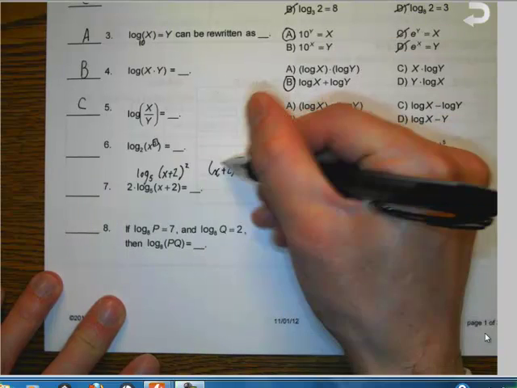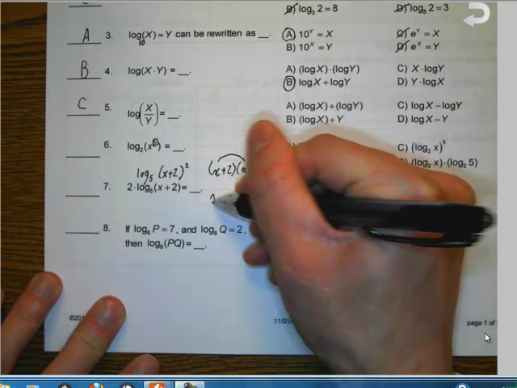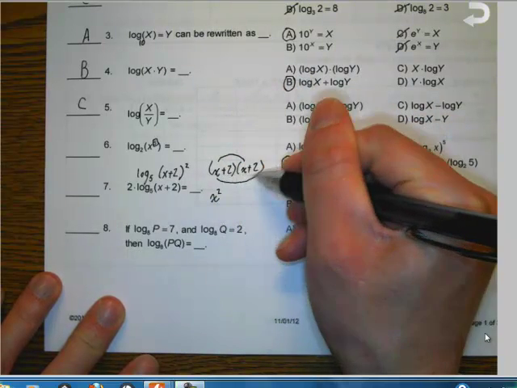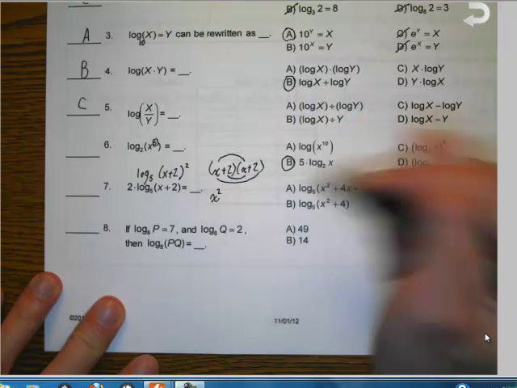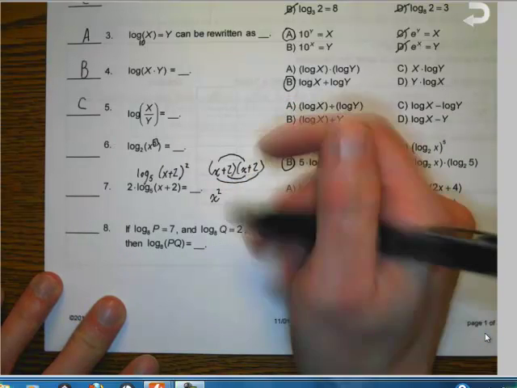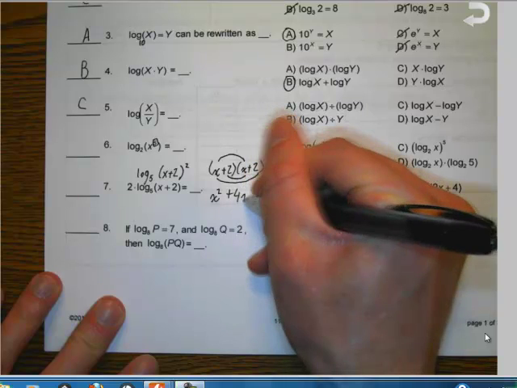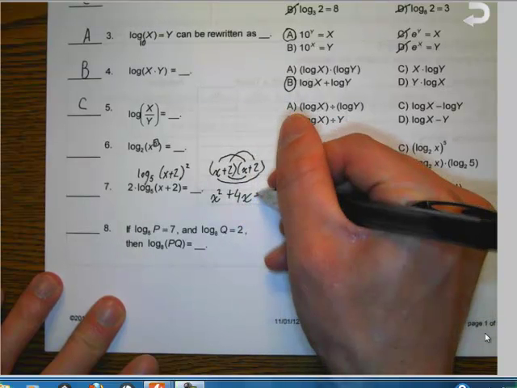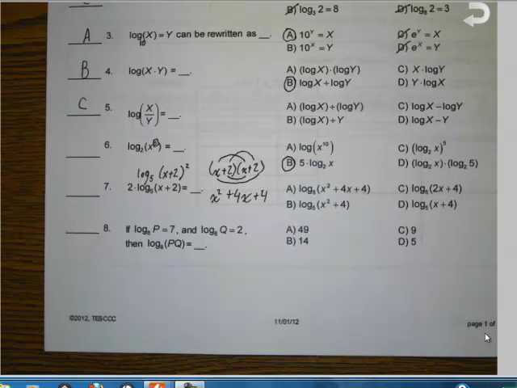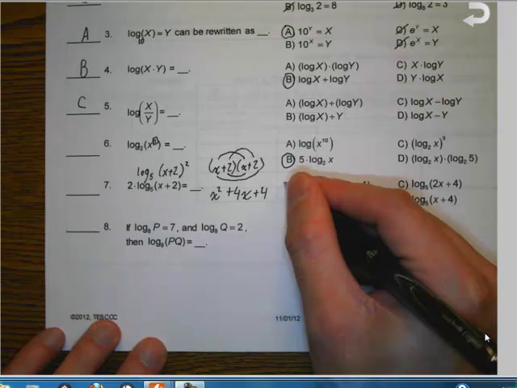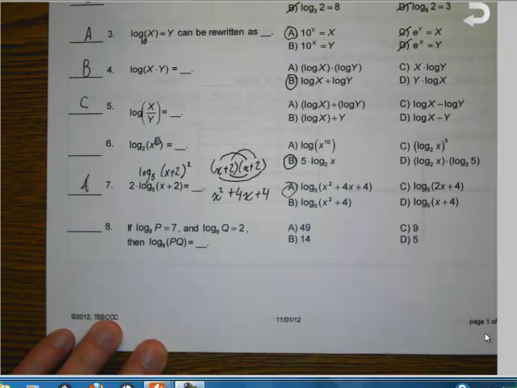What's x times x? X squared. X times 2 is 2x, plus another 2x is how much? 4x. And what is 2 times 2? 4. So now what's the only choice that has the binomial expansion? A. Correct response was A.